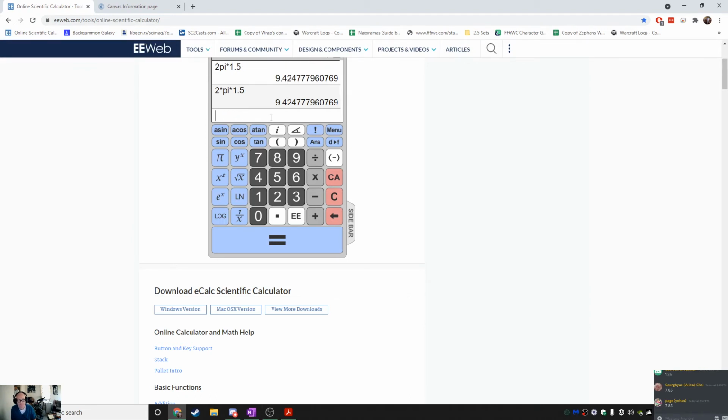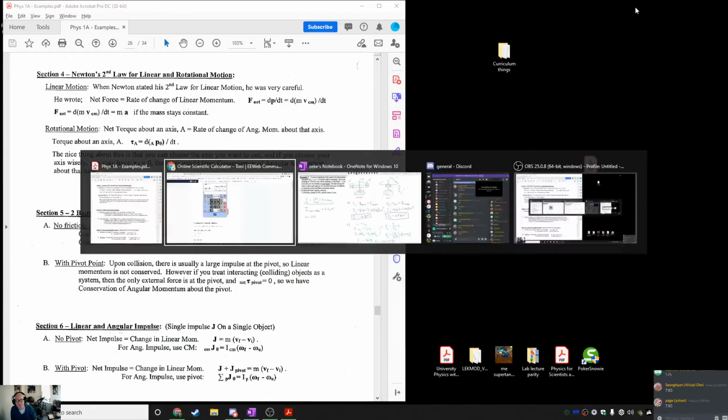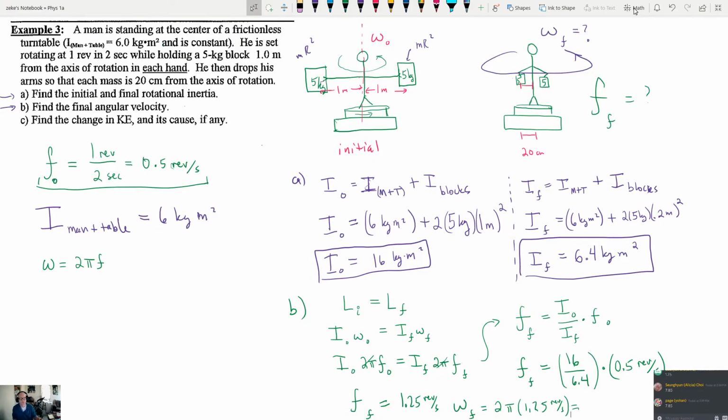Oh, 1.25. Yeah, 7.85 is what you all got, right? Okay, good. Okay, so 7.85. So that is our answer for part B. It's a lot faster, right? 2.5 times as fast is a lot.